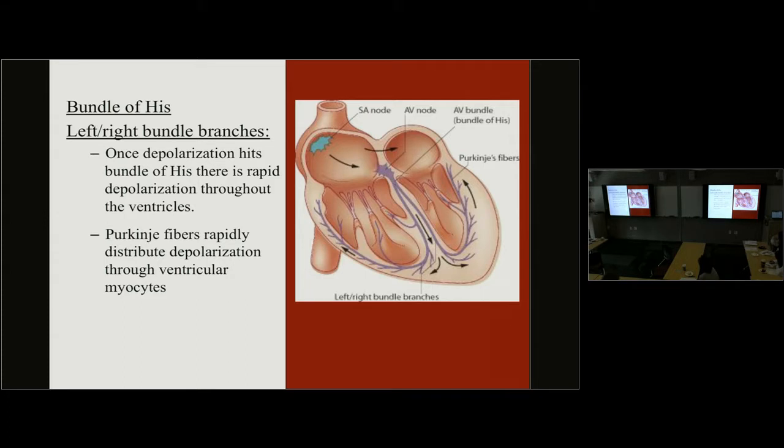Okay. And then the next part, after the electrical impulse has paused at the bus stop, it's going to discharge and travel down what's called the bundle of His. Once the depolarization hits the bundle of His, which is right here, right below the AV node, can everybody see that? Once it hits there, it rapidly sends depolarization through to the ventricles. And these little fibers that come off of here are called your Purkinje fibers, and they distribute the depolarization throughout the rest of the heart muscle. Is everybody with me on that? Anybody lost?